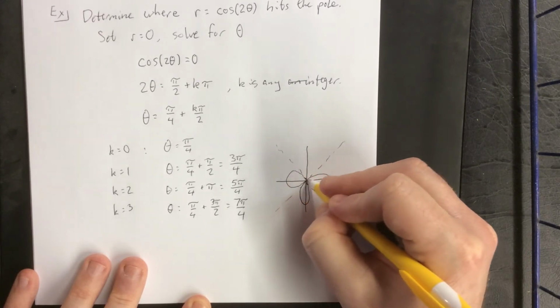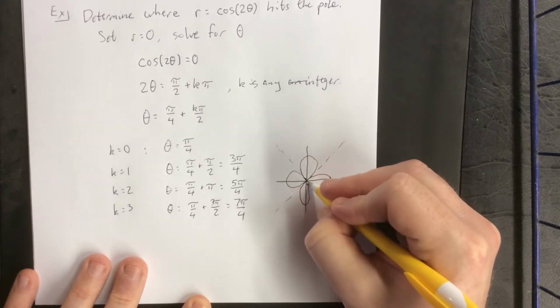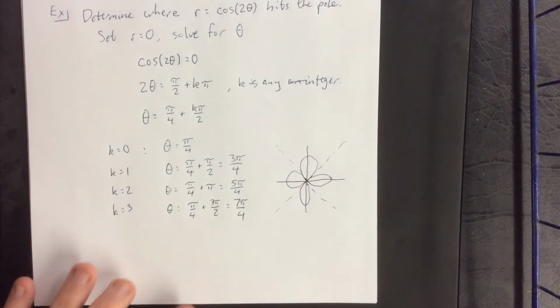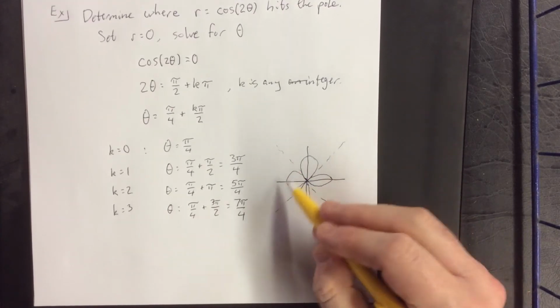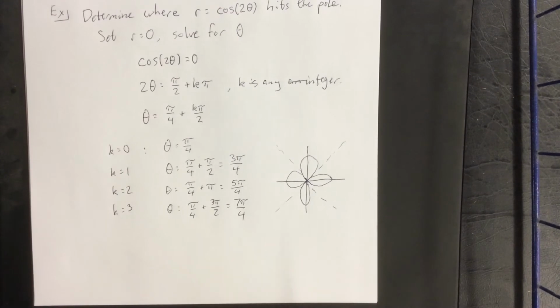So putting together the graph will look something like this. Definitely not drawn perfectly because, well, I was a math major, not an art major, but hopefully that makes it kind of clear as to how we're creating the 4 petals of this rose.